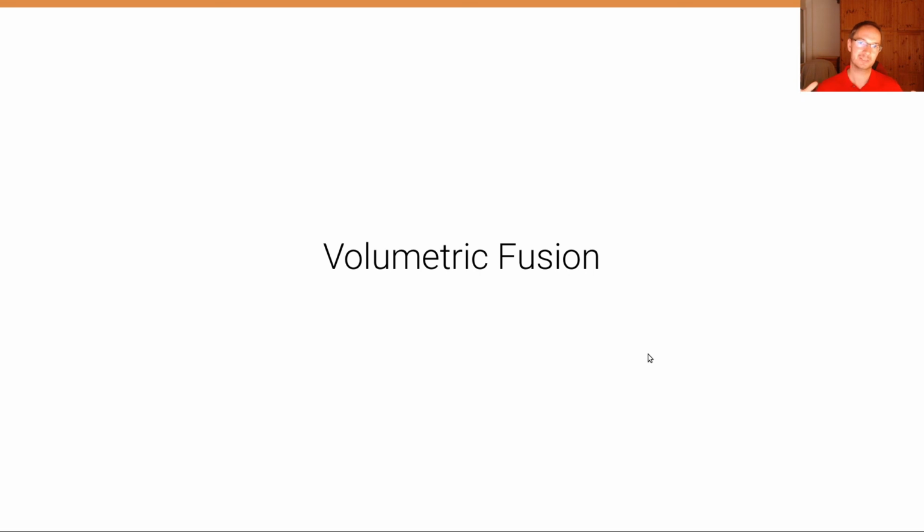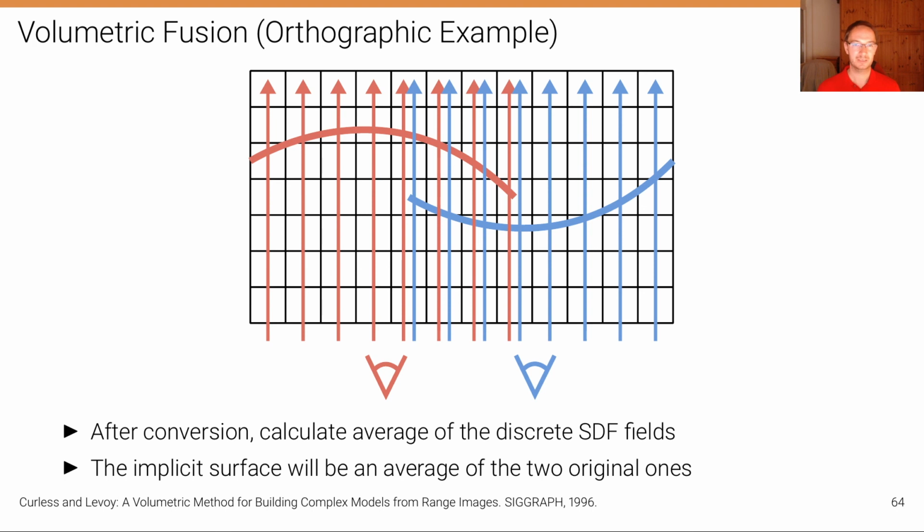This was about depth to SDF conversion. Now let's see how we do the actual volumetric fusion. And to illustrate this in a more simple example, we look at the orthographic case, where the cameras are orthographic, look in the same direction, so all the rays are parallel to each other. But really, this is just for simplicity of illustration here. This algorithm works also for perspective cameras that are not oriented in the same way.